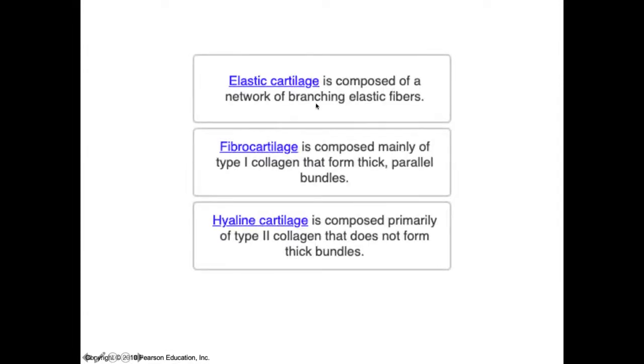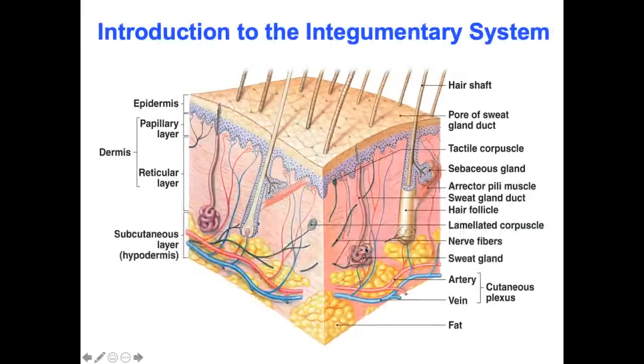What type of cartilage is composed of a network of branching elastic fibers? That's elastic cartilage. Again, to review, I know we've covered this in a previous lecture. What is the strongest cartilage? It is fibrocartilage. It is made up of type 1 collagen fibers. They are thick parallel bundles. That's why it's so strong. Whereas hyaline cartilage can degenerate, creating osteoarthritis, because it's made up of type 2 collagen fibers. These do not form thick bundles.